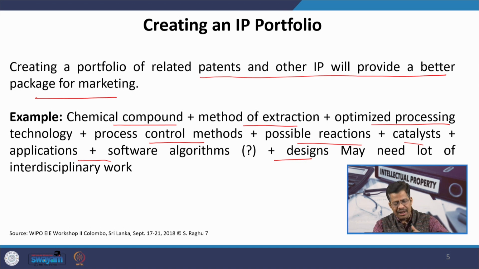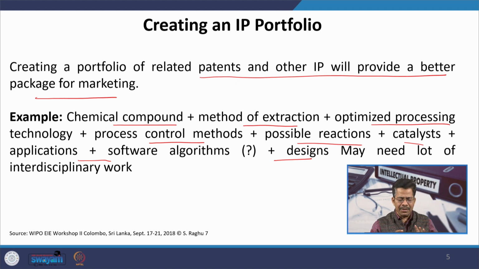Now, all of these things may create individual IP. What type of method of extraction you are going to use? How are you optimizing the process parameters? How are electrical and electronic control methods used in that particular chemical reaction? And this entire activity may create a portfolio of intellectual property on its own.